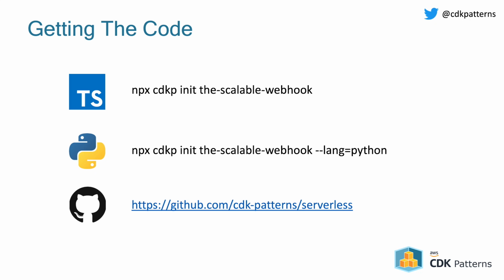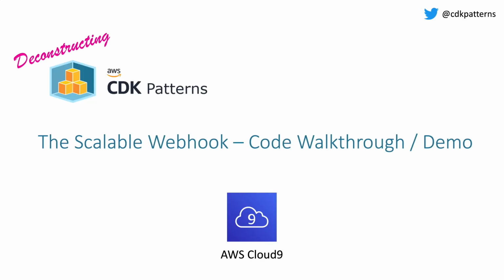To get the code for this pattern, you can use the cdkp module that's out there on npm. So we can do npx cdkp init the-scalable-webhook, and that will pull down the TypeScript version. If you want the Python CDK version, it's the same command with --lang equals Python on the end. Or if you just want to view the code, walk through it and browse it, you can always go to github.com/cdkpatterns/serverless. So now that we've talked the theory, let's jump over to Cloud9 and do a demo of the code.